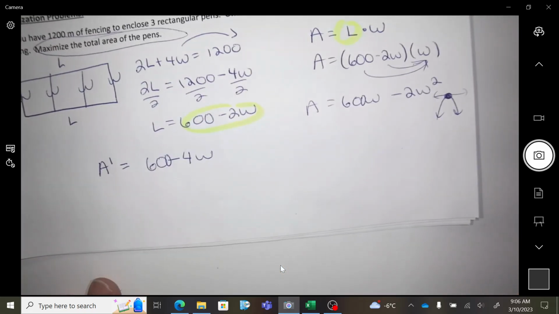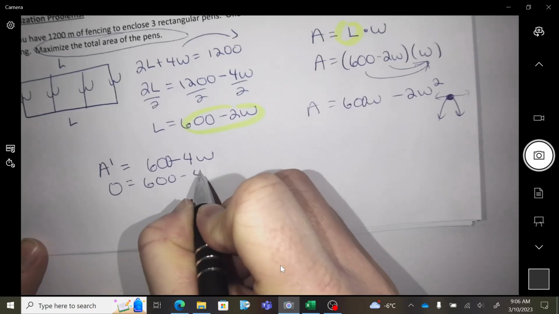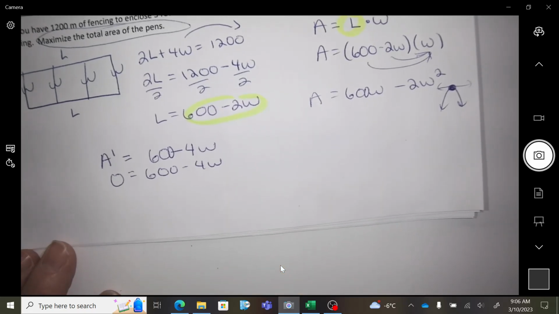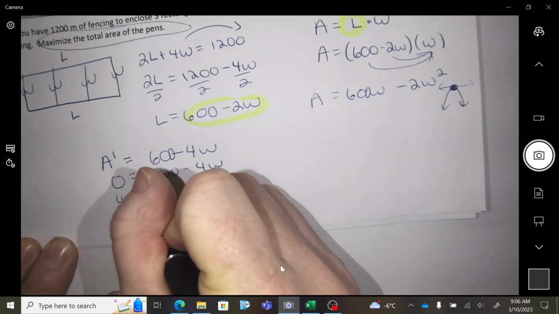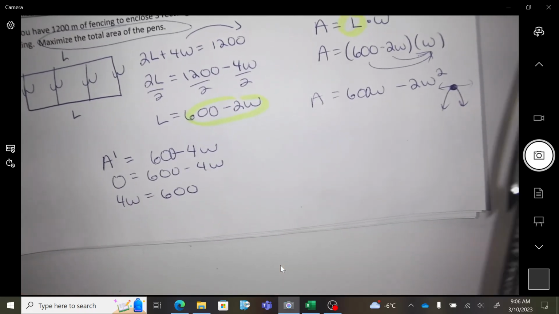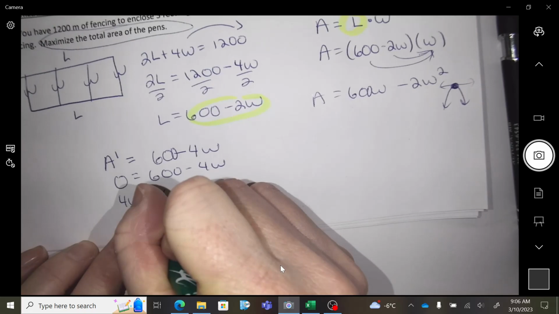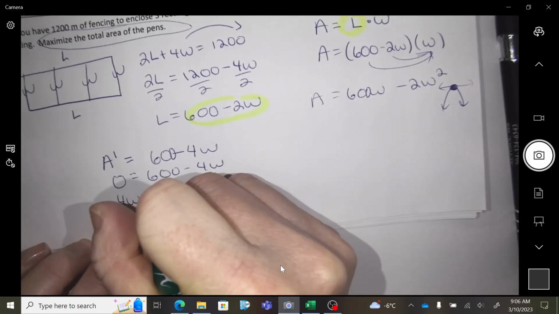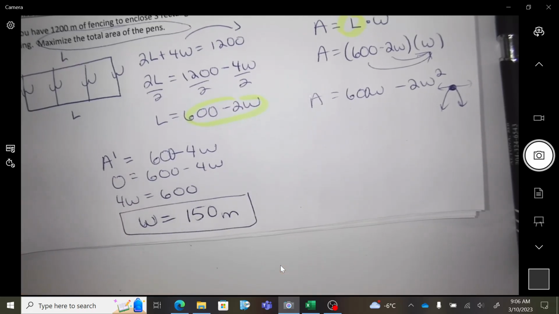Remember last time when I was messing up, wasn't that always numbers with 6's involved? That's 6. Okay, where would it equal 0? Isolate, divide. So 600 divided by 4 is 150 meters for the width.